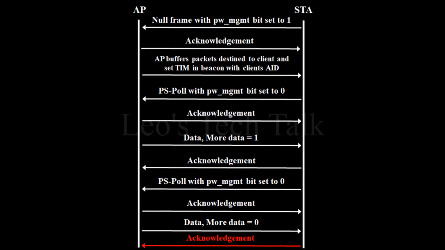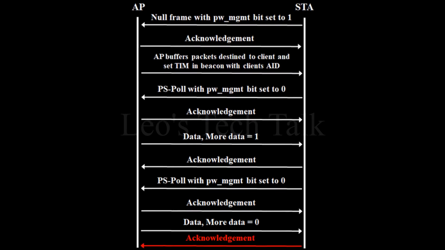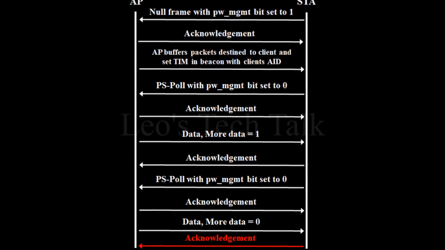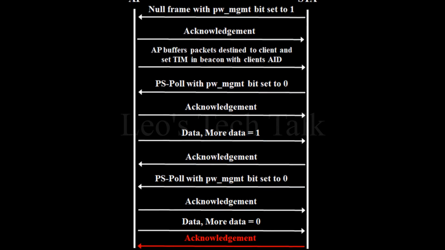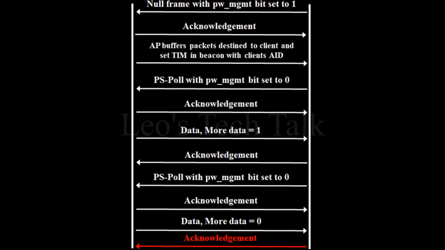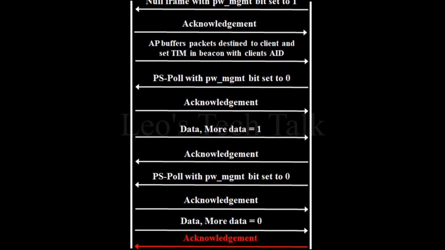In case the client returns to power save mode after sending the acknowledgement frame for the last data frame it received, and the AP fails to receive this acknowledgement frame, the AP retries transmission of this MSDU until the relevant retry limit is reached. The acknowledgement frame for the PS-Poll frame is optional.